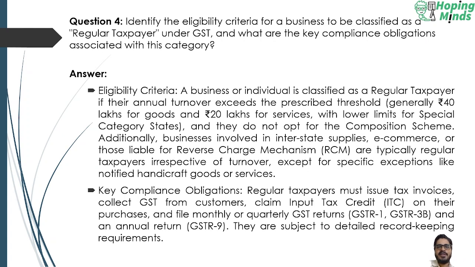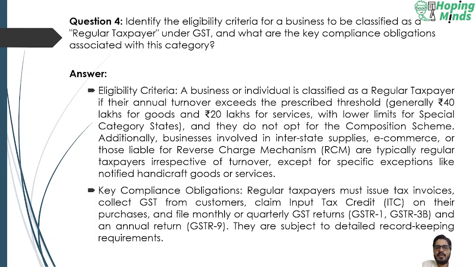Question number 4. Identify the eligibility criteria for a business to be classified as a regular taxpayer under GST. And what are the key compliance obligations associated with this category? So a business or individual is classified as a regular taxpayer if their annual turnover exceeds the prescribed threshold, that is 40 lakhs in case of goods and 20 lakhs in case of services, with certain lower limits for special category of states. Also, they shouldn't have opted for composition scheme.